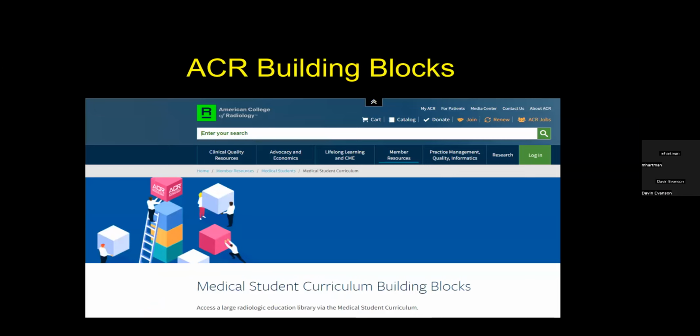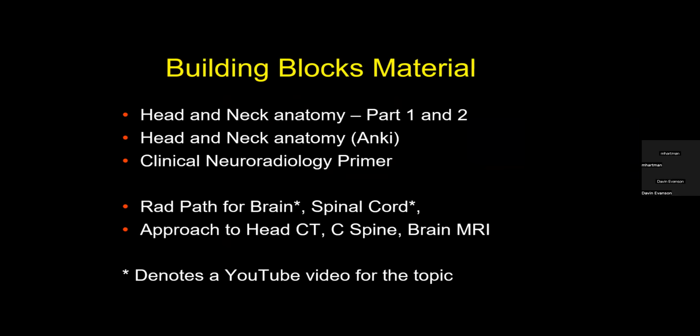Again, the building blocks. Tremendous resources on here. It's part of the ACR. And here's a QR code to access that. You can get a free membership and then start accessing all of the resources. For neuroradiology, there's a ton. We have the anatomy, head and neck, as well as a clinical neuroradiology primer. And we have some Anki flashcards there as well.